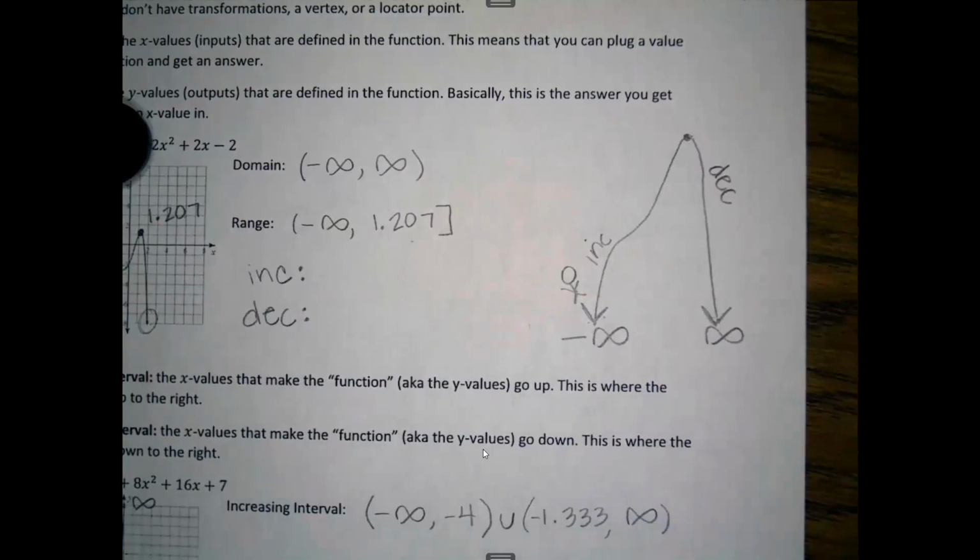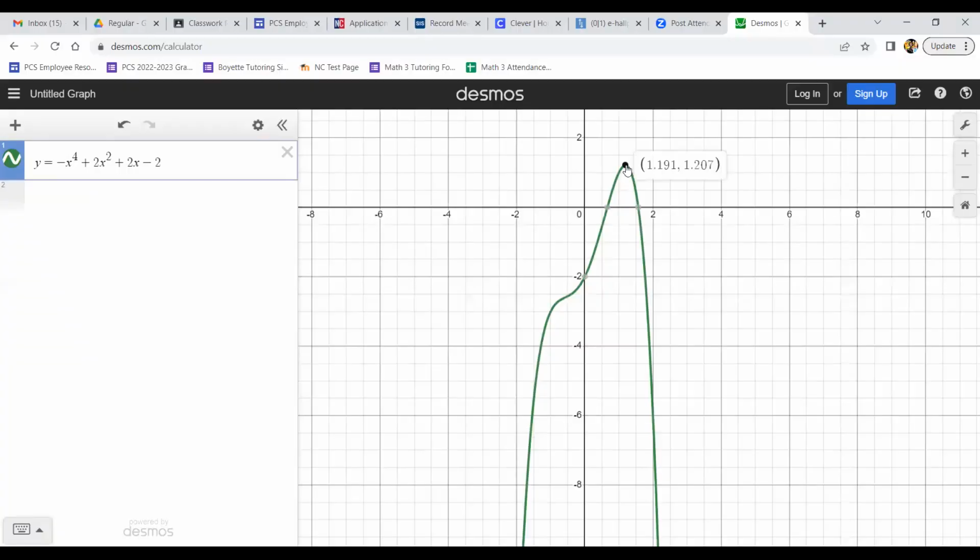So that one, 1.191. So when we had found the decimal from before, we had found the y coordinate because we were finding the range. So this time we had to go back and find the x coordinate. So 1.191.